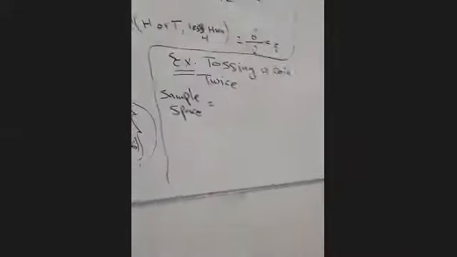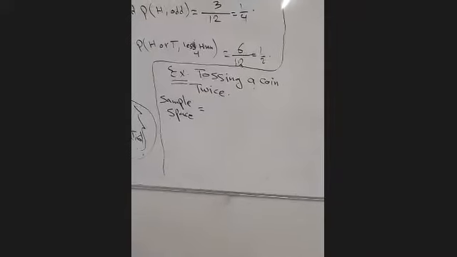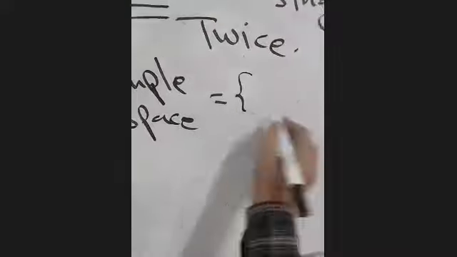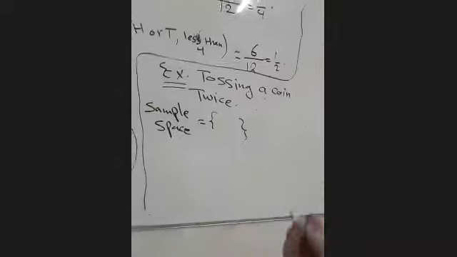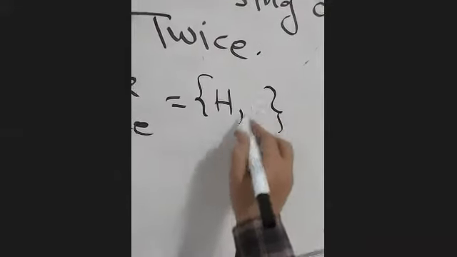But let's write the sample space for this compound experiment. Tossing a coin twice, stop. The first one, if you toss a coin, what are the possibilities? Either head or tails. Yes.